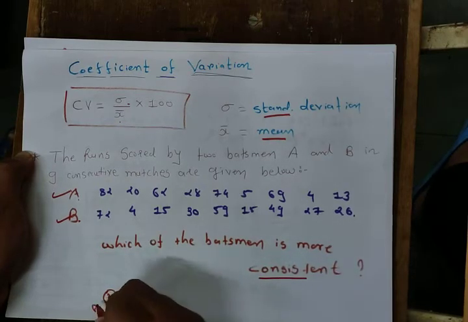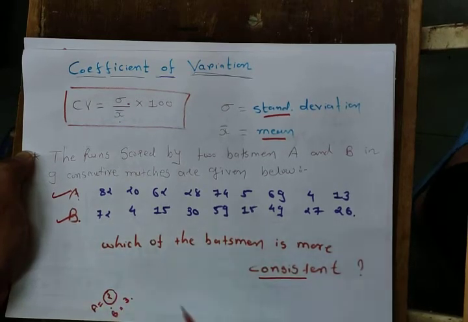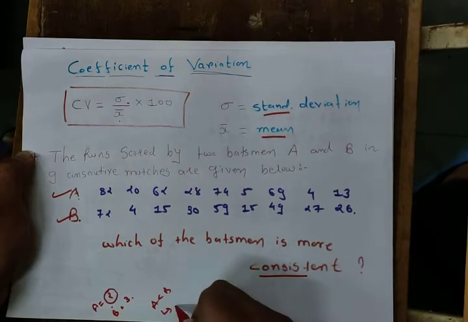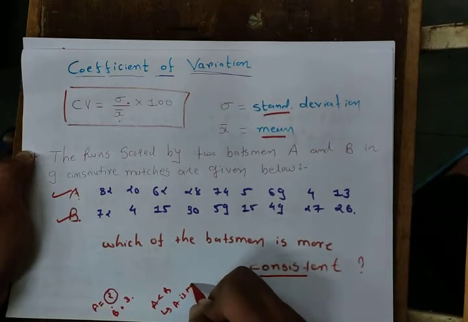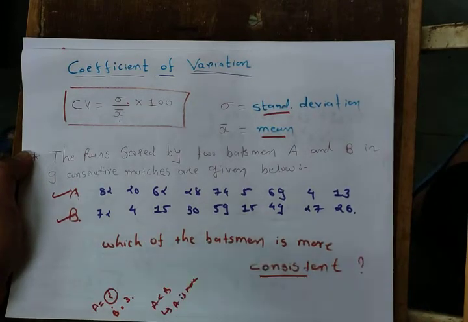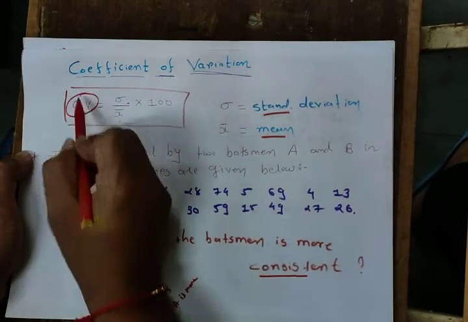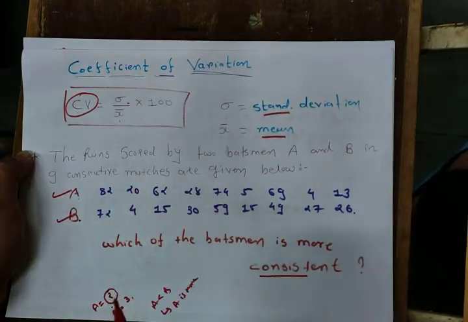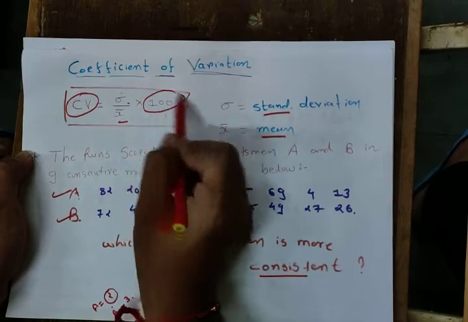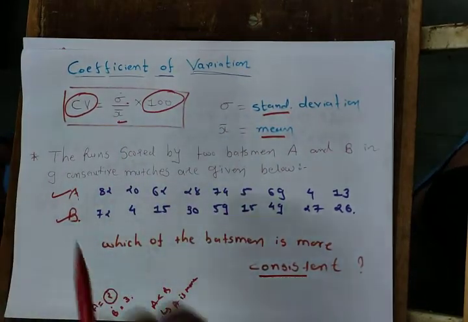This is my answer, that A is less than B. Then we can say that A is more consistent than B. Okay, so in coefficient of variation we need two steps. First is sigma and then x bar, and this is for percentage, right?